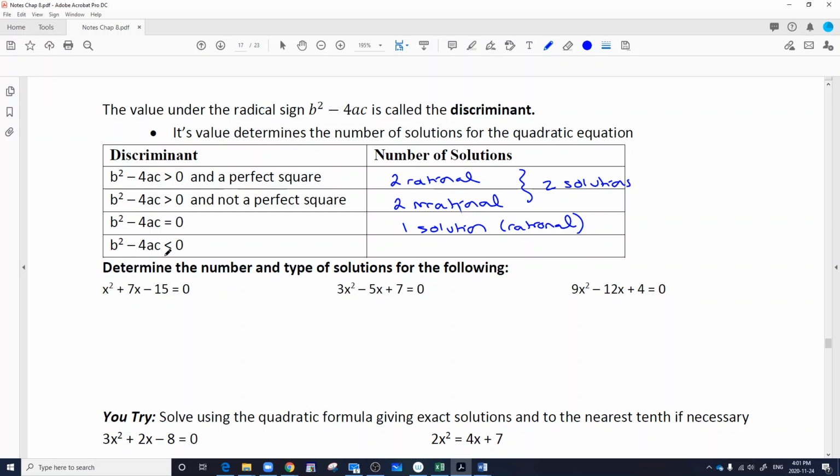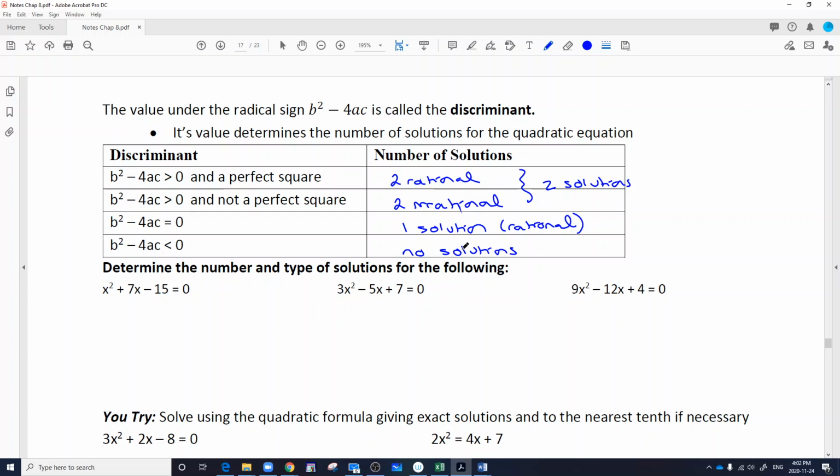And if b squared minus 4ac is less than 0, you get no solutions. Now, I'm going to say no solutions just to be simple, right? So 2 solutions if it's positive, 1 solution if it's 0, no solutions if it's negative. When you take different courses or read different textbooks, sometimes they'll say every single one of them has 2 solutions. The first one has 2 real, the second one has 2 that are identical, and the last one has 2 imaginary solutions.